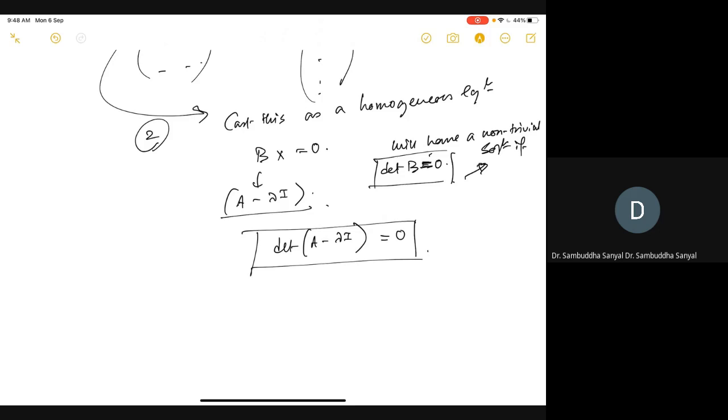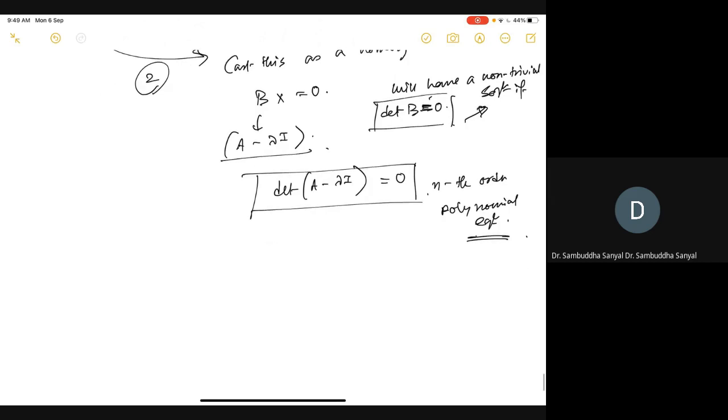Then it must satisfy this, which is an nth order polynomial equation. This is actually the fundamental theorem of algebra: an nth order polynomial equation must have at least one root according to the theorem. That you can prove also from the polynomial side. A sub-point of this is that this polynomial must have n roots, and they may or may not be distinct. That is why the degeneracy question comes.